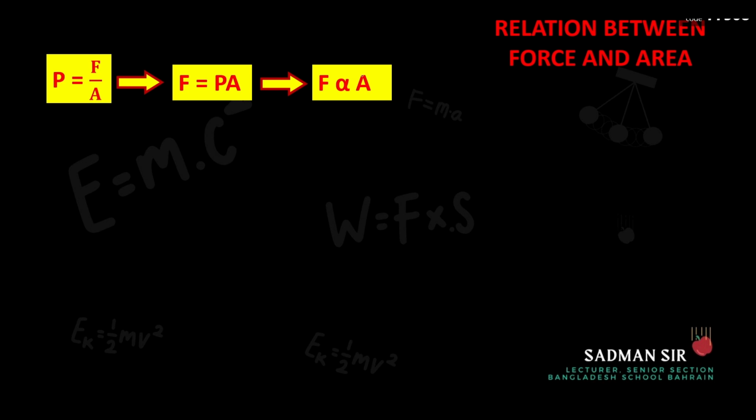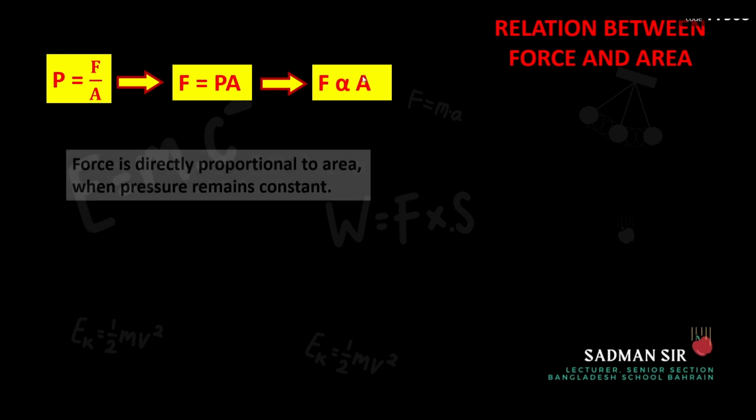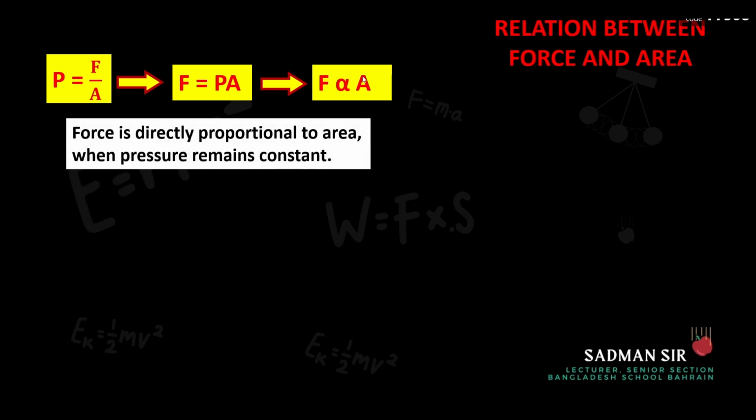Now this directly proportional, what does it mean? That means that if you increase the area, the force will also increase. Not only increase, but according to the same proportion. That means if you double the area, the force will be doubled. If you triple the area, the force will be tripled, right? So we can put it in words in this way: force is directly proportional to area, given that the pressure remains constant. Okay. Now let us try to have a deeper understanding of this.